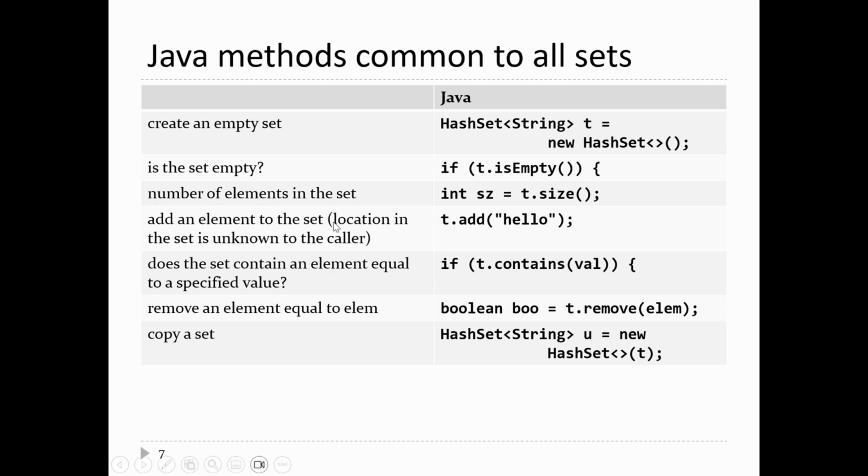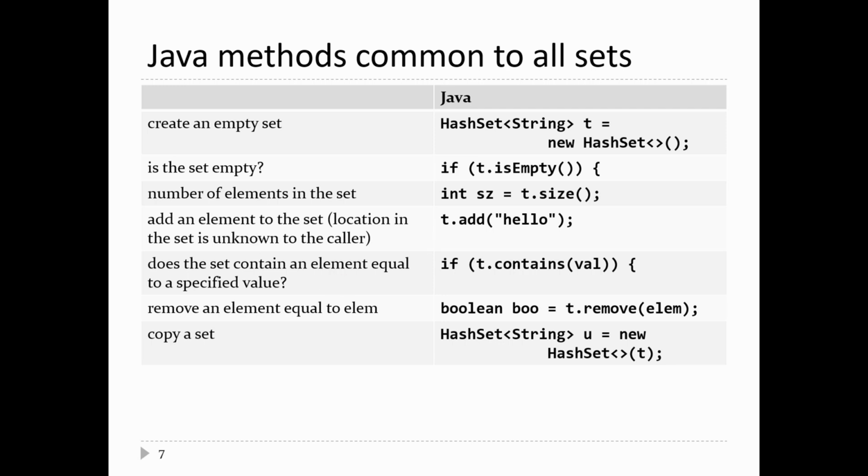So when you add an element to a set, for most sets, you don't know where the element will be in the set. All that you know is that it's going to be in the set. When you add an element to the end of a list, you know it's at the end of the list. The exception here is if you have a tree set. If you add something to a tree set, you know that it's in sorted order.